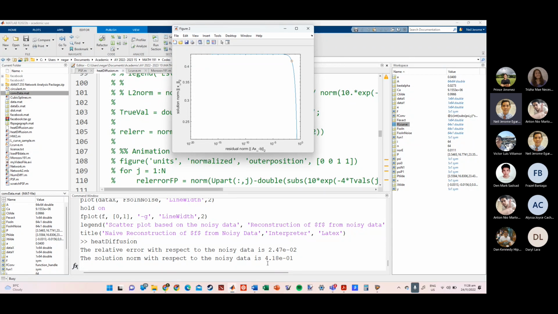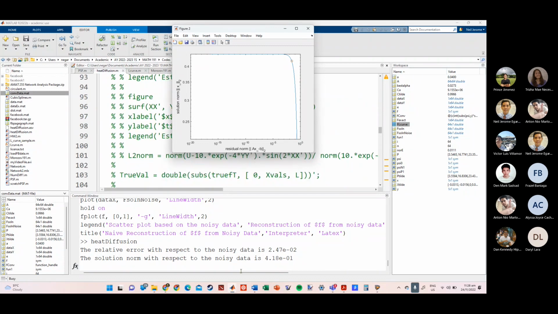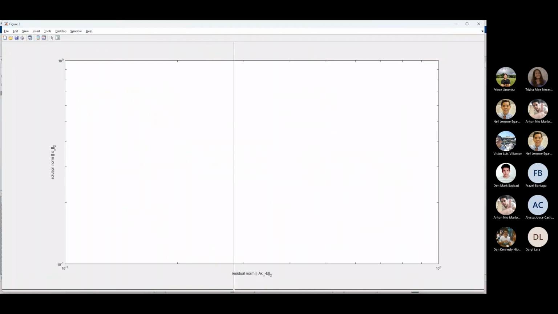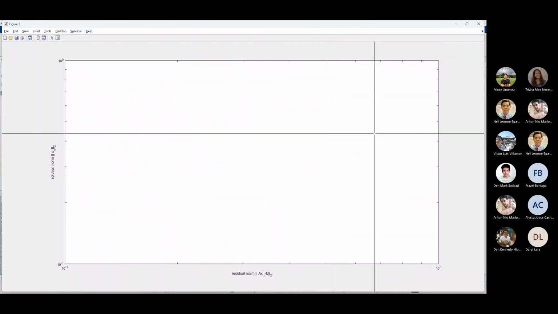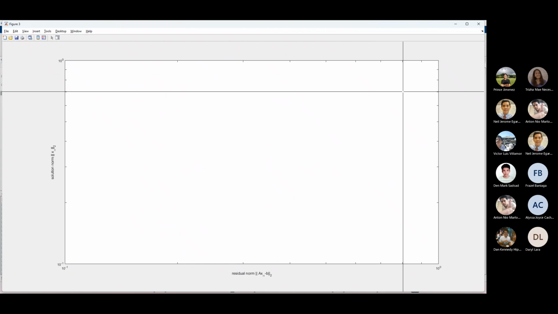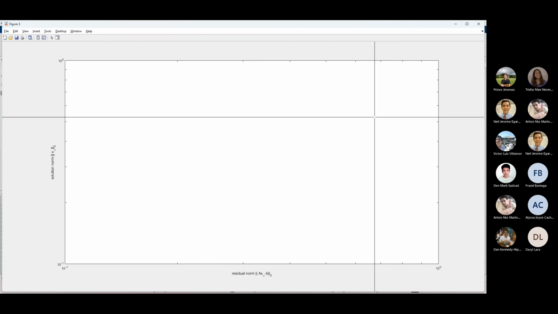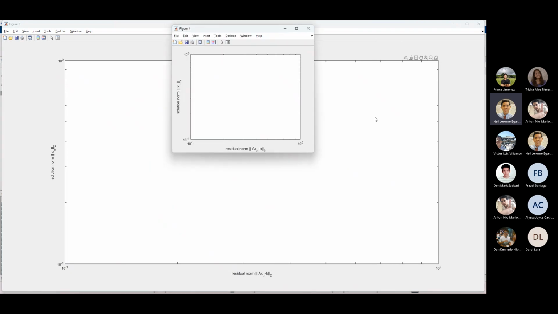Tapos magra-run na naman ng isa pang beses yung L curve, kasi nasa loob nga siya ng for loop. Pero ang problema ko, hindi nag-load yung figure 3. At hindi ko siya ma-open. Hold on. Bakit kaya hindi lumabas yung figure 3? But anyway, there should be an L curve here. Tapos i-click ko siya para mag-run uli siya ng isa pang beses.